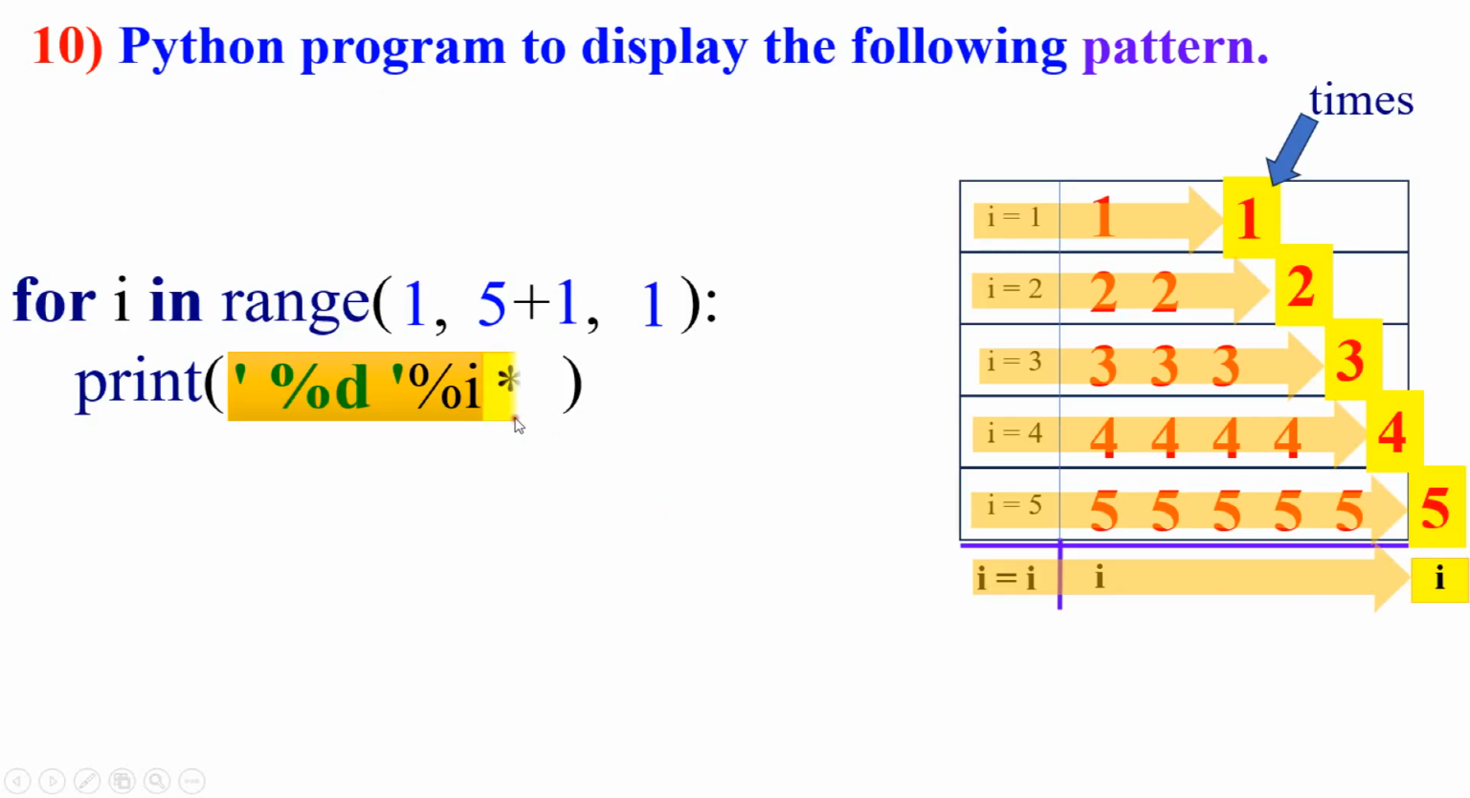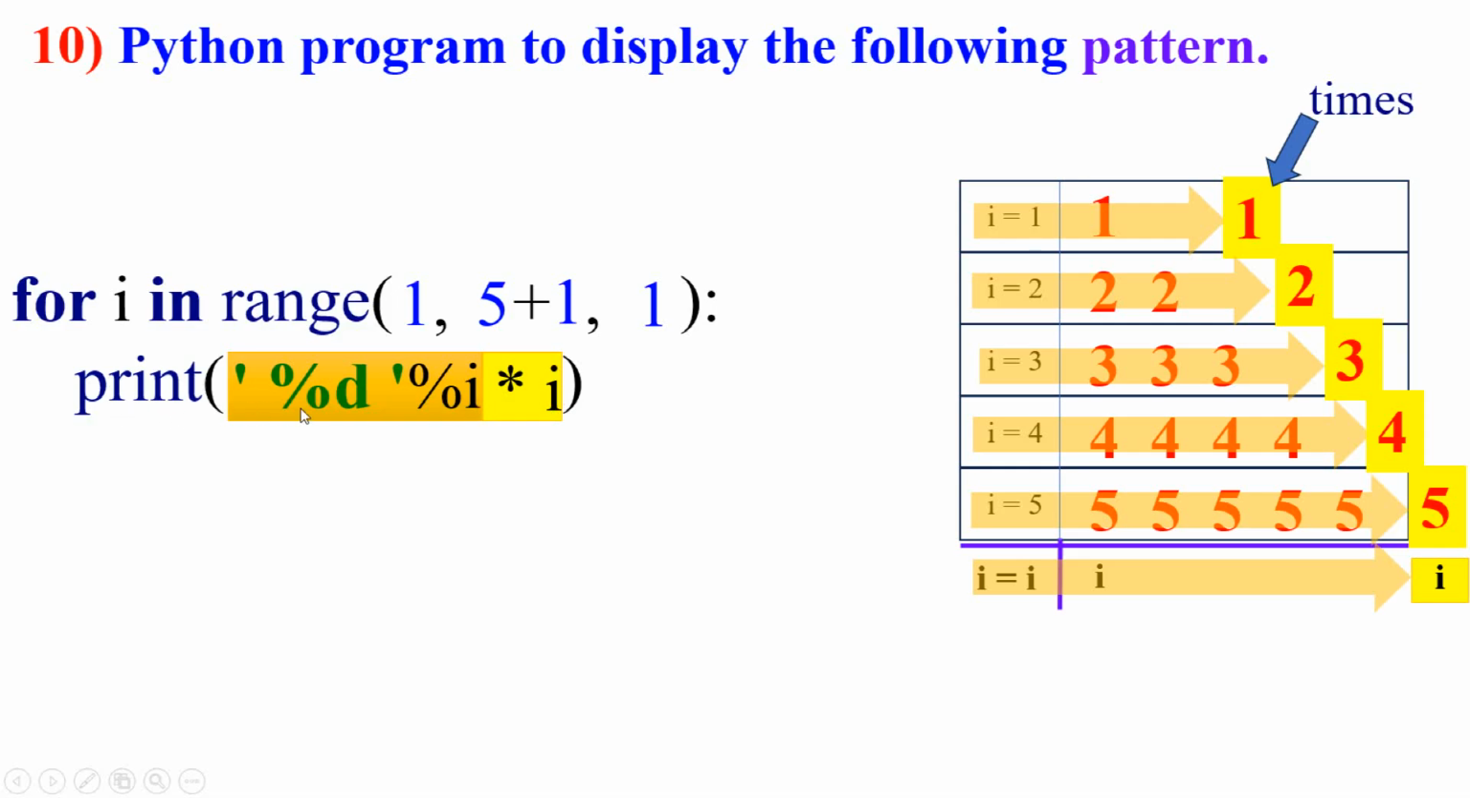For this, let's include the multiplication symbol, the star, and I in the print statement. This print statement will display the I variable's value I times and then move to the next line. With this, the coding for the first pattern is complete.